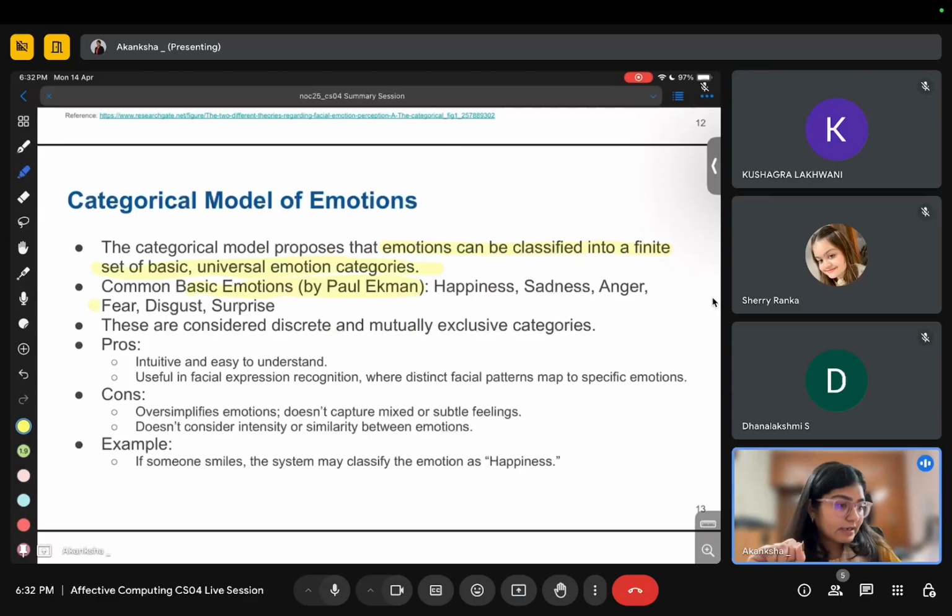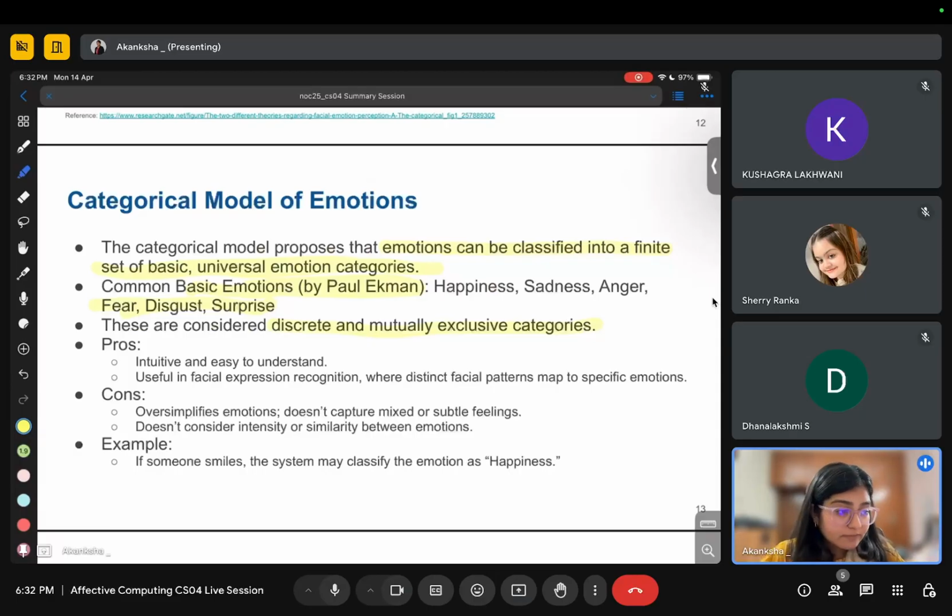Now these are discrete categories and mutually exclusive. That means if you are saying that a person is happy, then it can only have one label. It will not be that the person is happy and sad at the same time. It cannot be there, right? Or happy and angry at the same time. No. If the person is angry, only anger is there. It is mutually exclusive. Only one emotion can be there at a time.